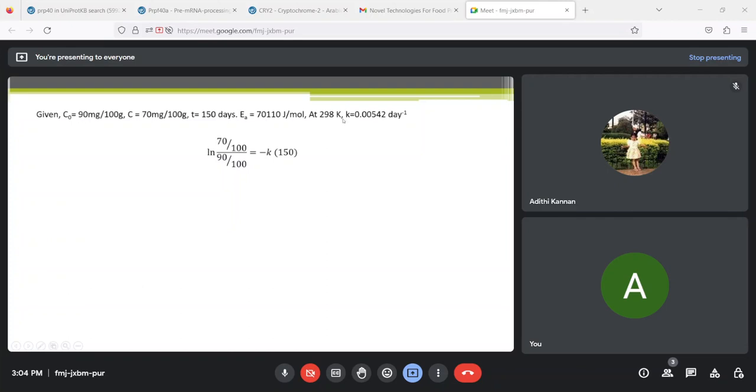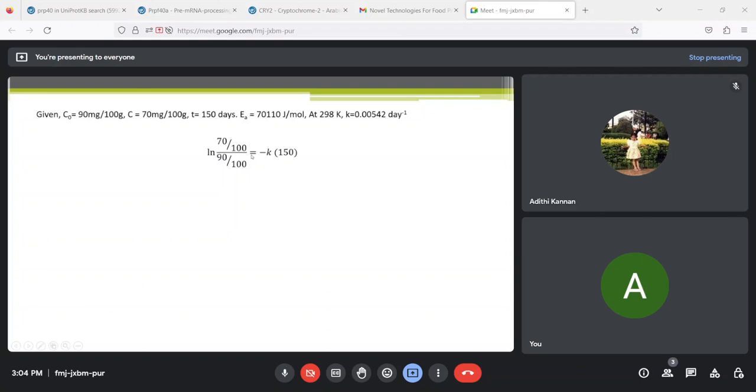The reason why we are calculating K again here is that we do not know what the storage temperature is. And the rate constant highly depends upon the temperature. So the rate constant at 25 degrees will not be the same as the rate constant at 4 degrees. So at every temperature, since the K is changing, you need to calculate what is the K at the storage temperature, which we still don't know yet.